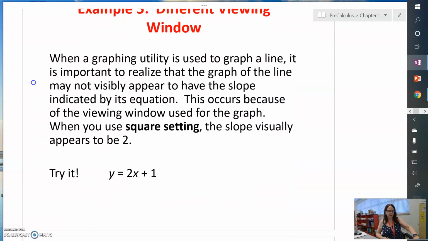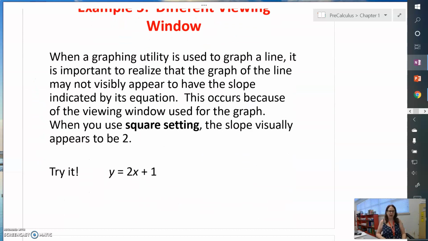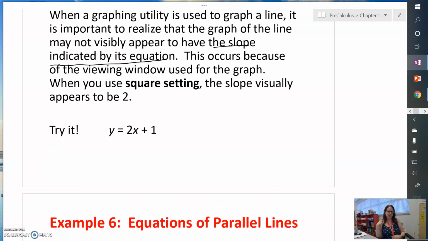All right. Next we're going to use a graphing utility to graph the line. It's important to realize that the line of the graph may not visibly appear to have the slope indicated by its equation. The reason is that if you're zoomed way out or way in, it can be really hard to see what the graph looks like on your screen. So we are going to graph on your calculators the line y equals 2x plus 1.